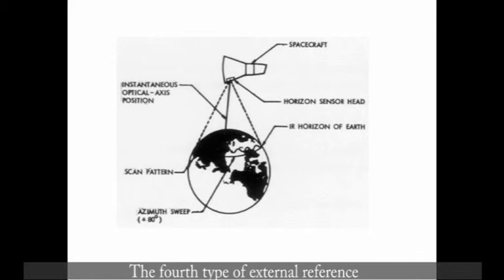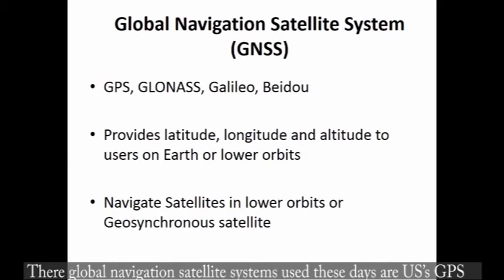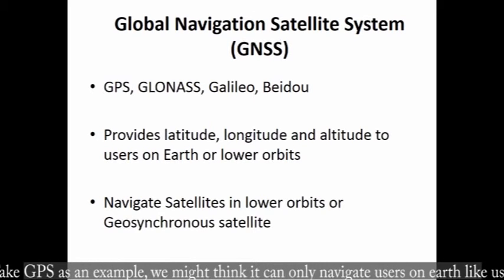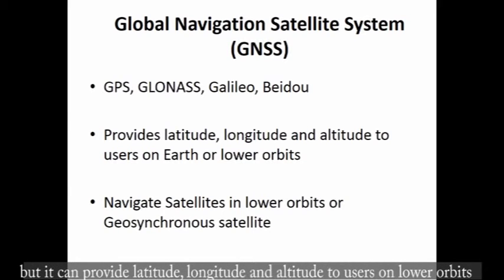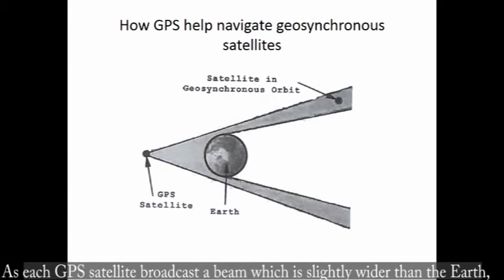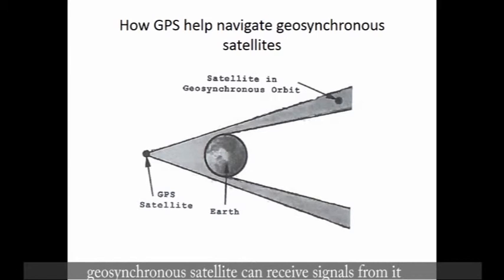The fourth type of external reference is Global Navigation Satellite System, GNSS. The Global Navigation Satellite System use cases are US GPS, Russia's GLONASS, Europe's Galileo, and China's Beidou. Take GPS as an example. We might think it only navigates users on Earth like us, but it can provide latitude, longitude, and altitude to users on lower orbits. As each GPS satellite broadcasts a beam which is slightly wider than the Earth, a geosynchronous satellite can receive signals from it and analyze data to determine the position of itself.